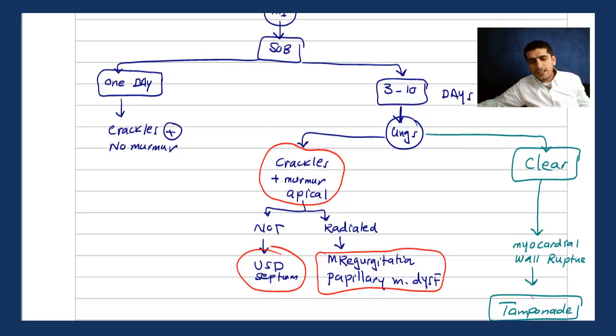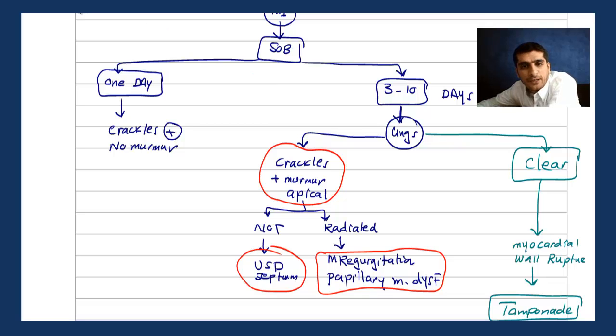Cardiac tamponade. Because of the cardiac wall rupture, the blood will escape from the wall into the pericardial space. So the blood in the pericardial space will compress the heart. This is cardiac tamponade. There is another pathology for tamponade, but I don't think it's important now. So if you didn't hear a murmur, and the lung is totally clear, your answer is just myocardial wall rupture.